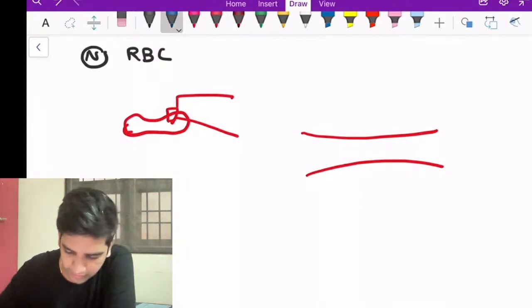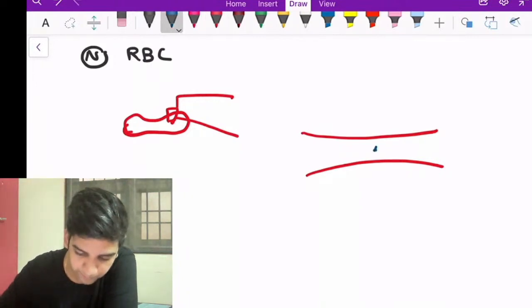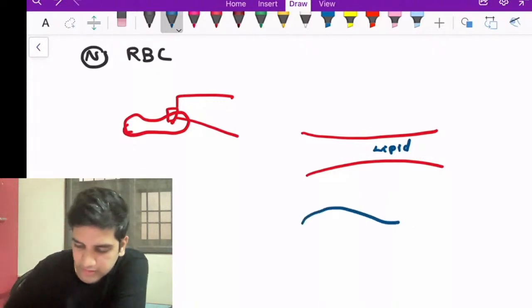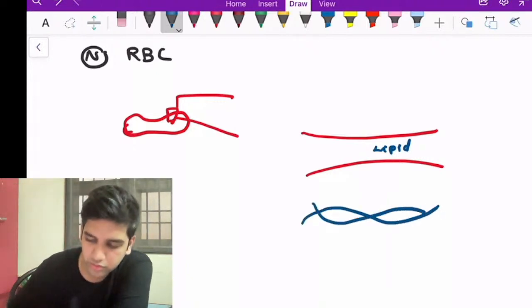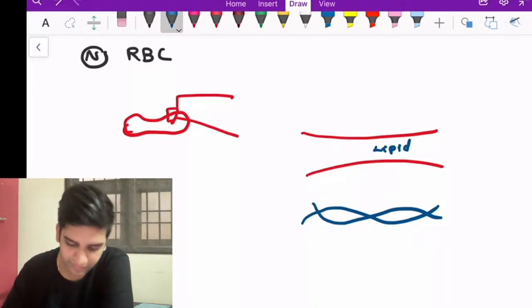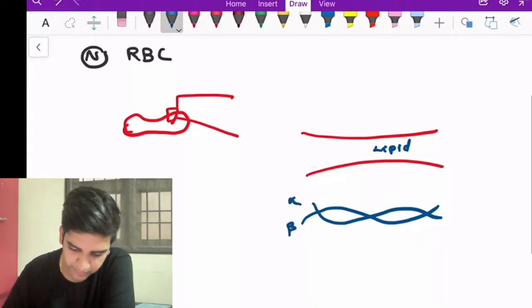So here it's a normal lipid bilayer. I'm just writing lipid here for understanding. I have spectrin. Spectrin has a two-helical structure. We have alpha spectrin, we have beta spectrin. This is just my normal spectrin molecule.